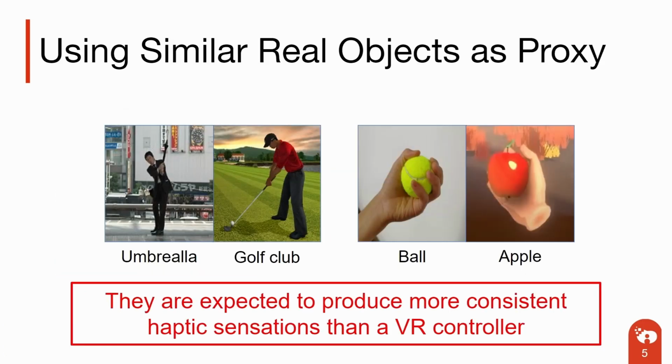So, we propose to use a real object around us that has a similar shape as a haptic proxy for the target virtual object. For example, we can use an umbrella as a virtual golf club and a tennis ball as a virtual apple. They are expected to produce more consistent haptic sensations than a VR controller.